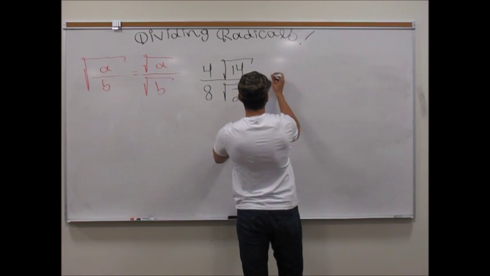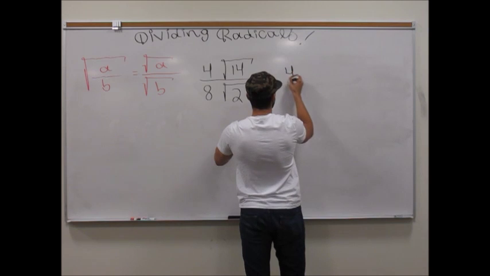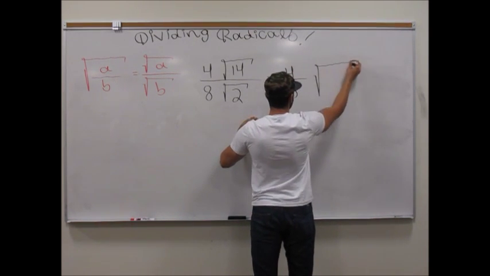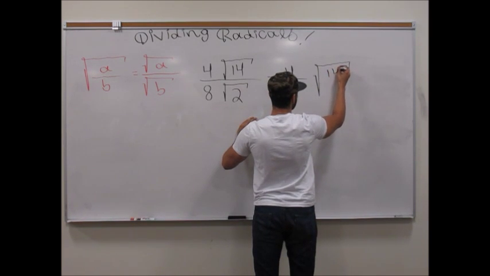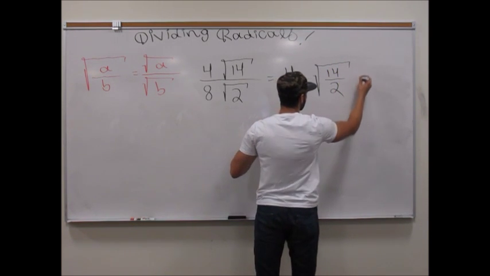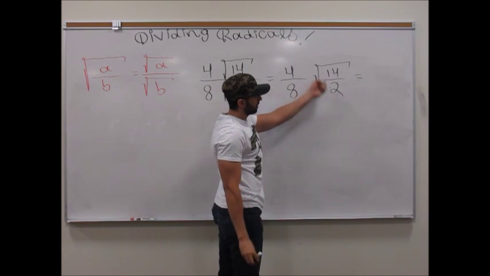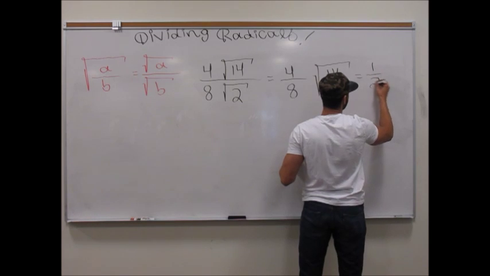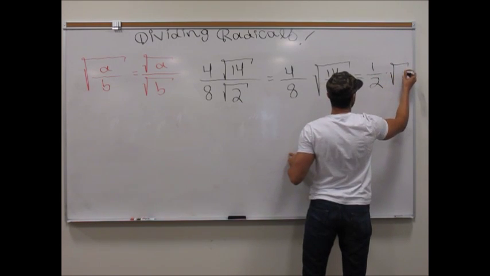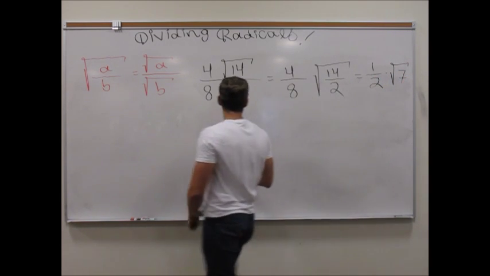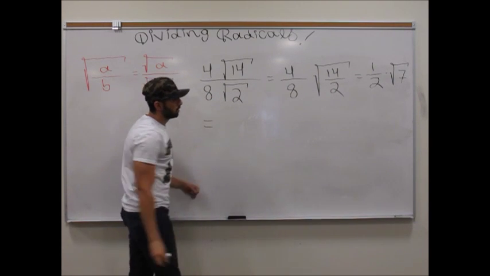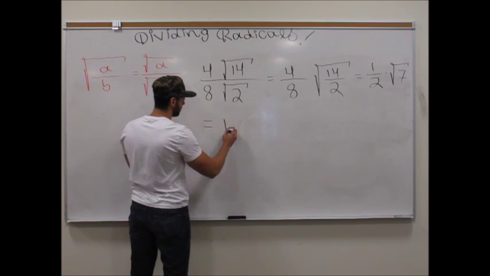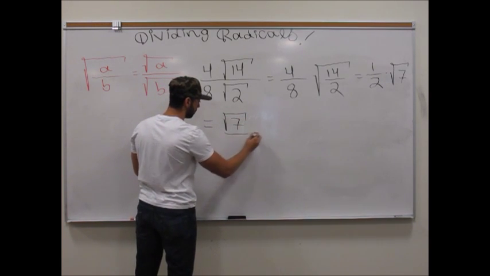So then you got the 4/8 over here. And now I'm going to merge these guys into one radical, like that. So then that becomes 7. And this becomes 1/2. So you get 1/2 times the square root of 7. And then you come over here. And then that 7's on top, right? That's square root of 7. So then you get square root of 7 over 2.